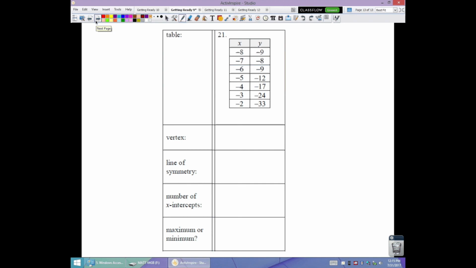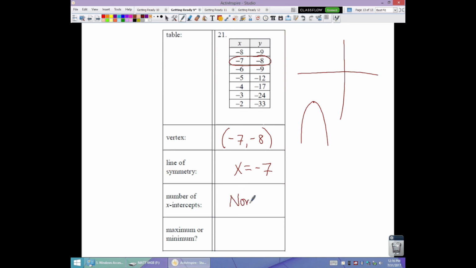And last one. I see the vertex at -7, -8, because this increased to -8 and then started decreasing again. So if -7, -8 is the vertex and all of the surrounding values are beneath -8, this one must open down. Vertex -7, -8, line of symmetry would have to be x equals the x-coordinate, -7. It would not have any intercepts because it never goes above that -8 for a y value, and the -8 is a maximum.